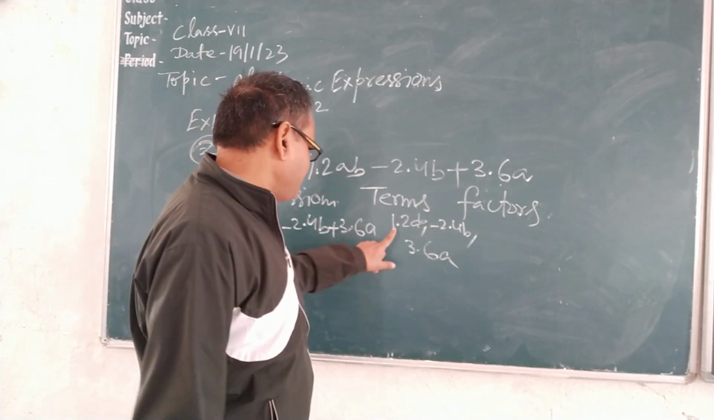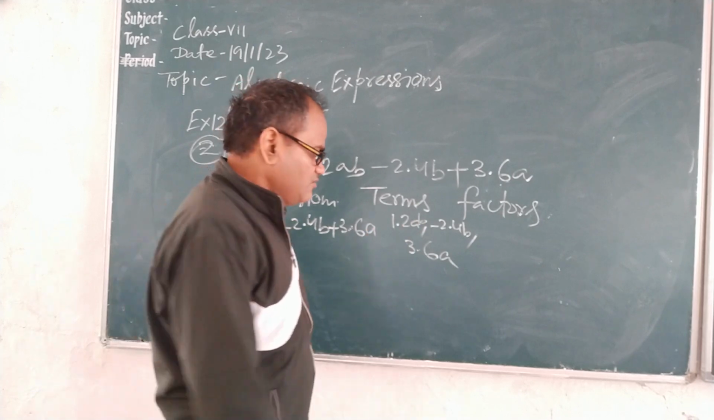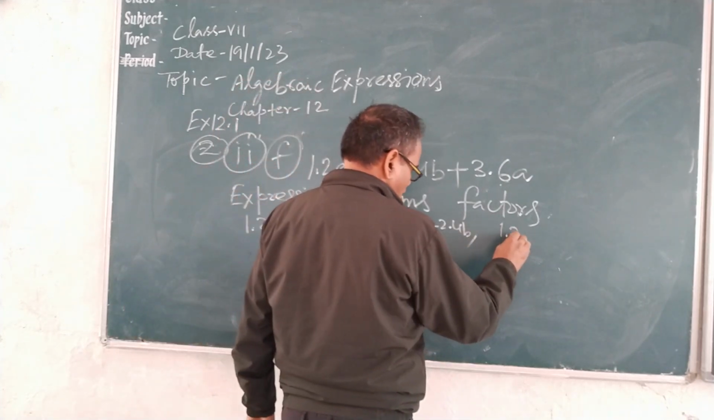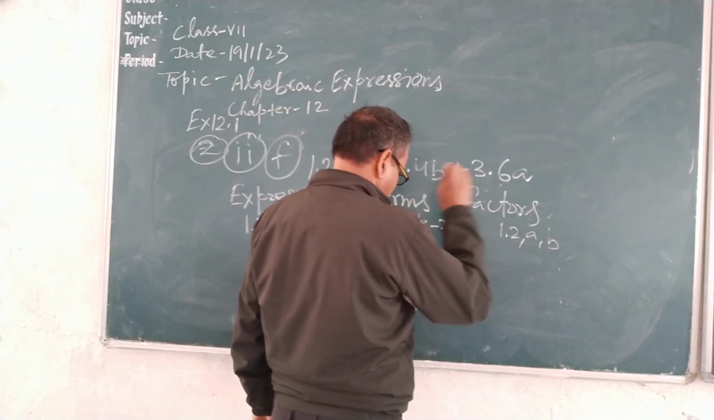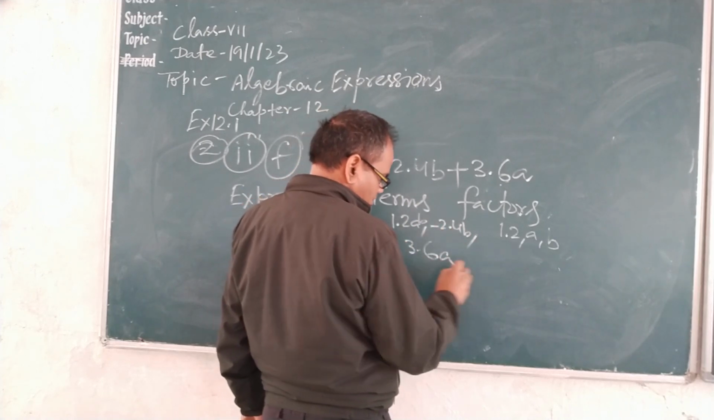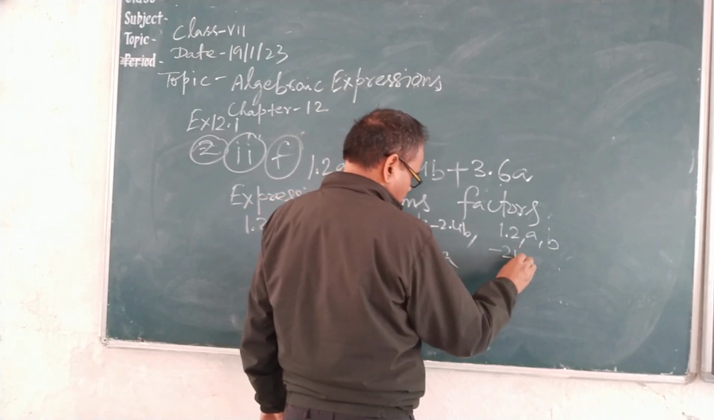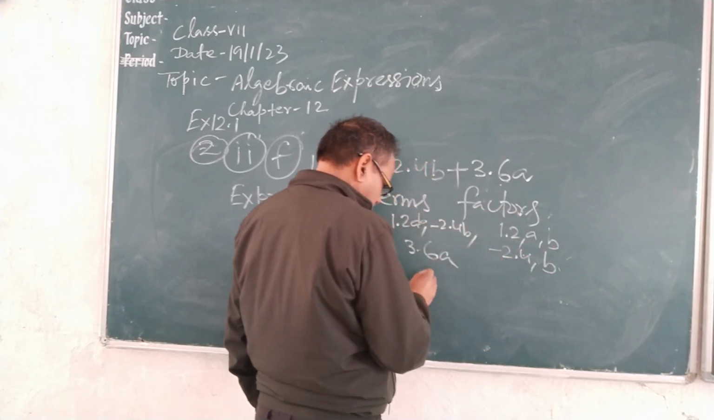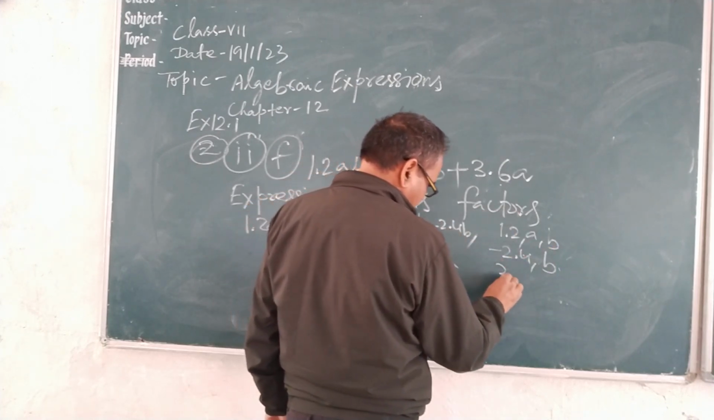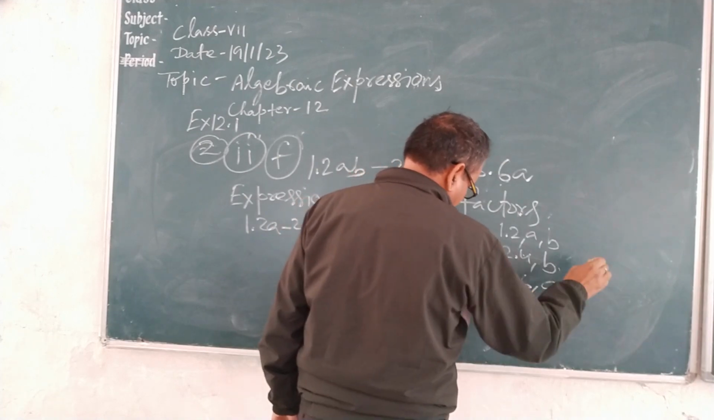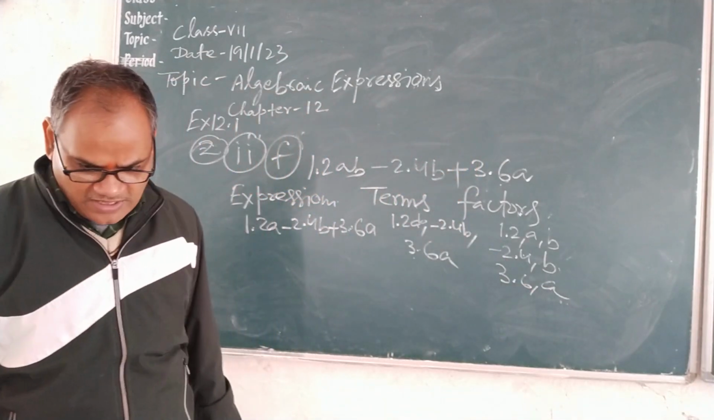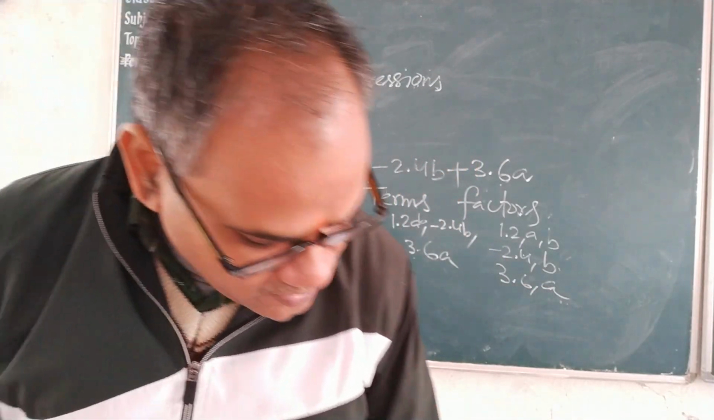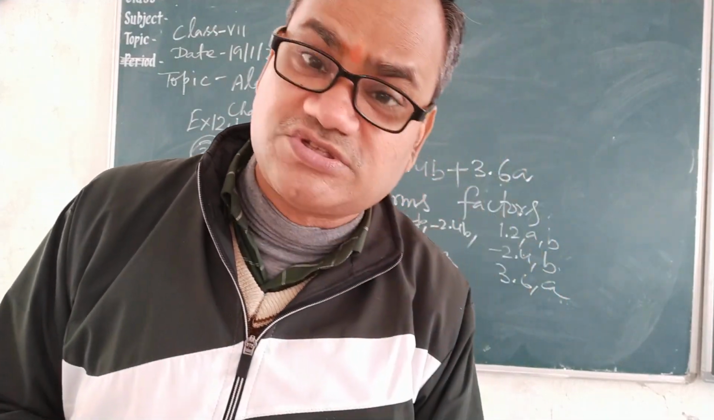Okay? Now what are the factors of 1.2AB? Factors are 1.2, comma, A, comma, B. What are the factors of minus 2.4B? Minus 2.4, comma, B. What are the factors of 3.6A? 3.6, comma, A. These are the factors. Okay? Now, similarly, you can do all the questions of question number 2 second.